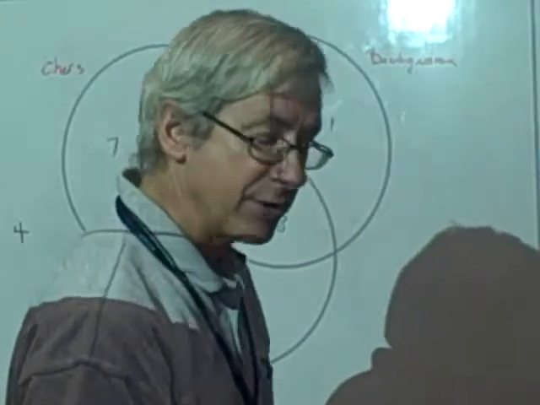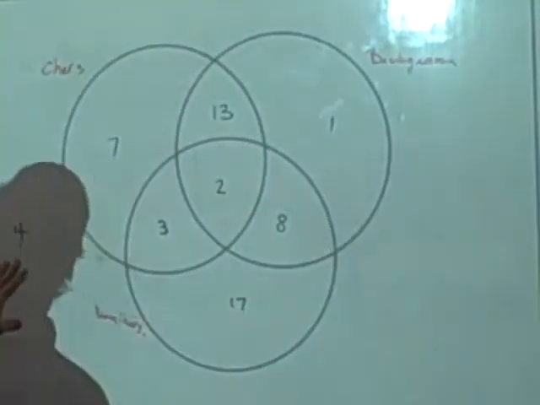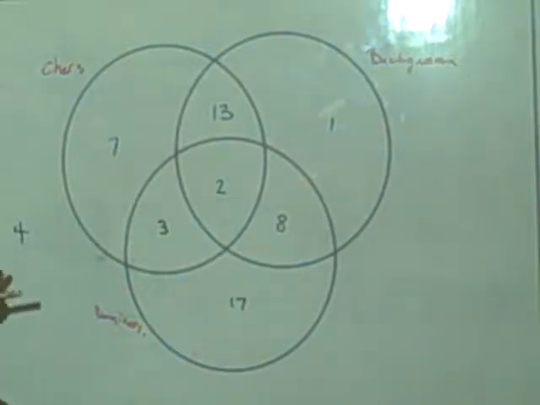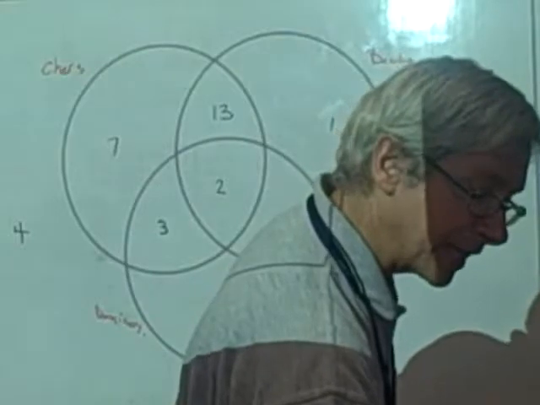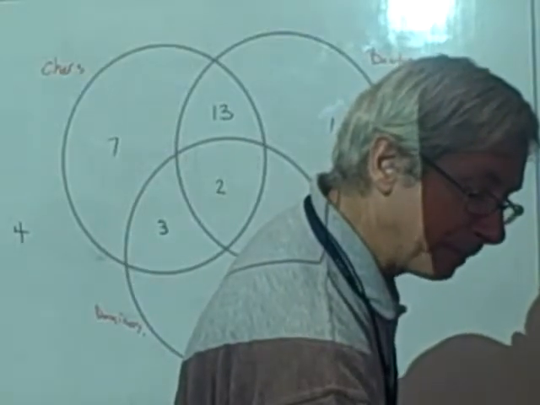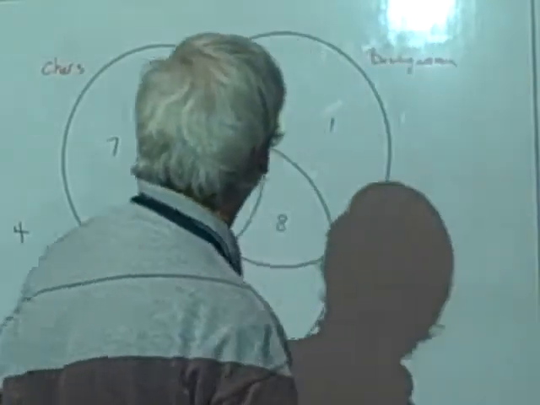How many of the participants are not taking part in at least one activity? Well, the answer to that is 4. These are the ones who are not taking part in at least one of the activities. All right, what else do they ask? How many are taking part in one activity only?